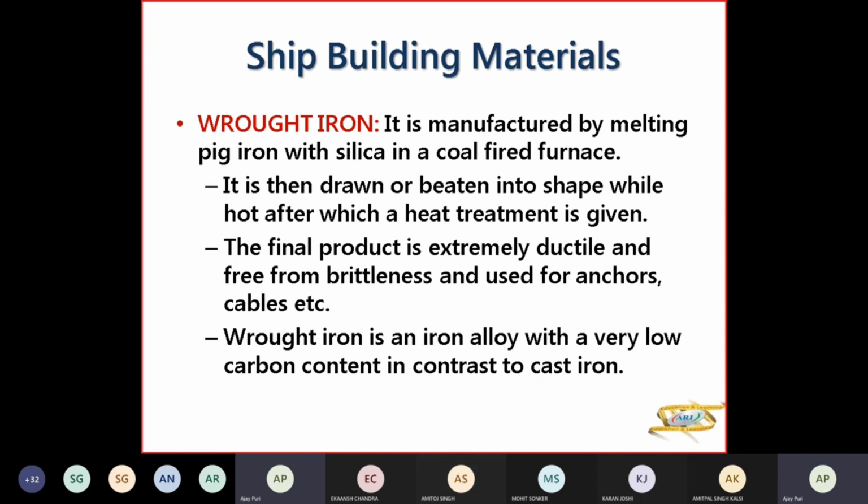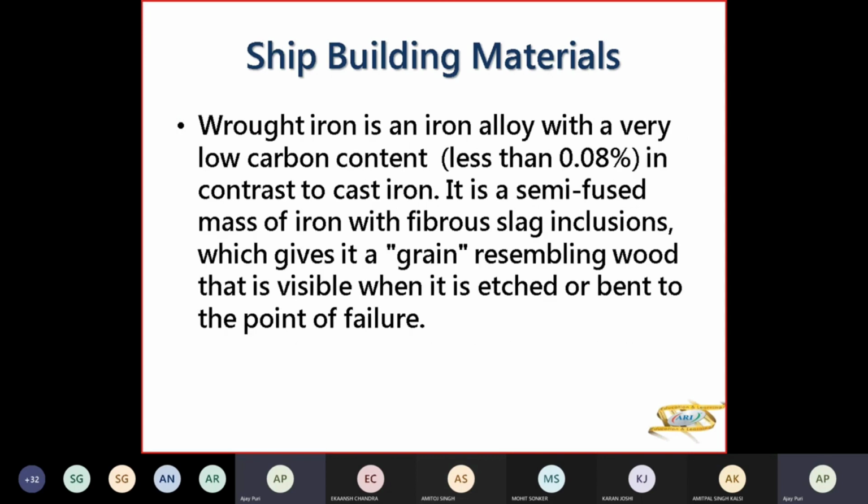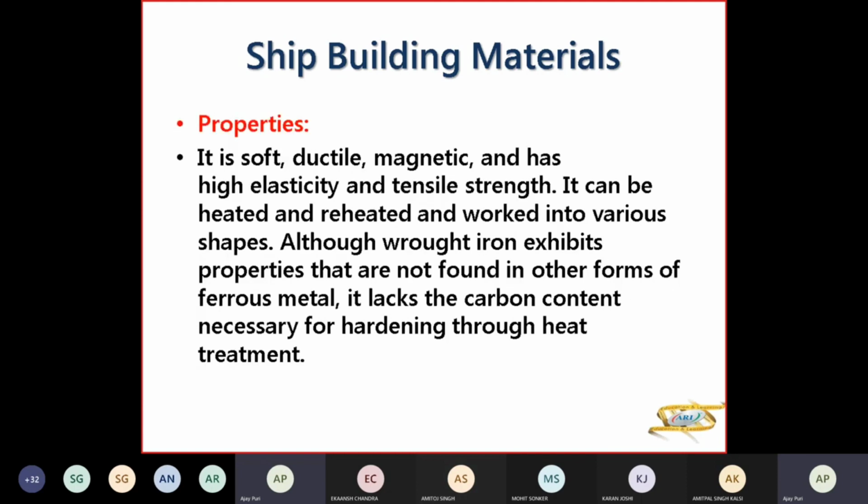Your carbon content is quite low in wrought iron as compared to cast iron. The carbon content is less than 0.08%. Because this is very low, it is tough. It is a semi-fused mass of iron with fibrous slag inclusions, and it gives you a grain resembling a wood-like structure. If you see the cutting here, you can see a lot of grains in wrought iron. The properties of wrought iron are that it is soft, ductile, magnetic, highly elastic, and has tensile strength. It can be heated and reheated into various shapes, but you can't make it hard because the carbon content is low.